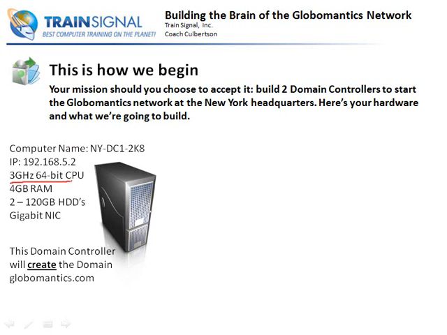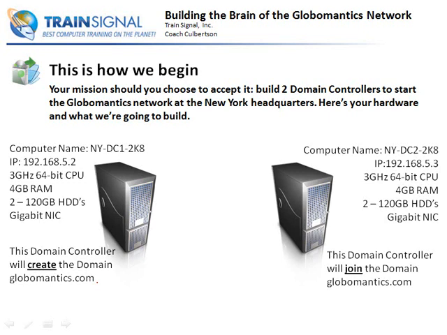We're going to have a 3 gigahertz 64-bit CPU, central processing unit. We're going to start off with 4 gigabytes of RAM. That's a pretty fair amount there. We're going to have two 120 gigabyte hard drives, so plenty of storage space to start off with, and we're also going to have a gigabit network interface card. This first domain controller we're going to be building is going to be creating the globalmantix.com domain. Obviously this first one is very important. We don't want to mess this one up because everything else will be squirreled up after that.